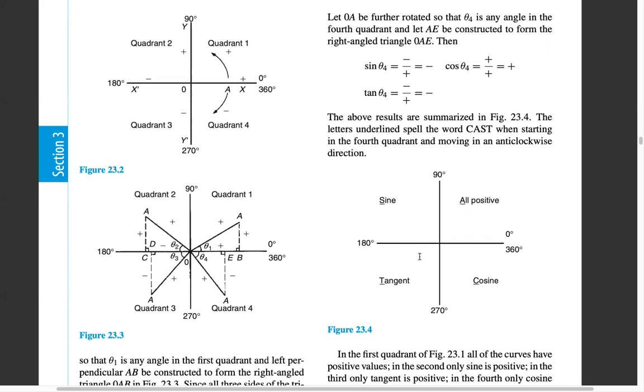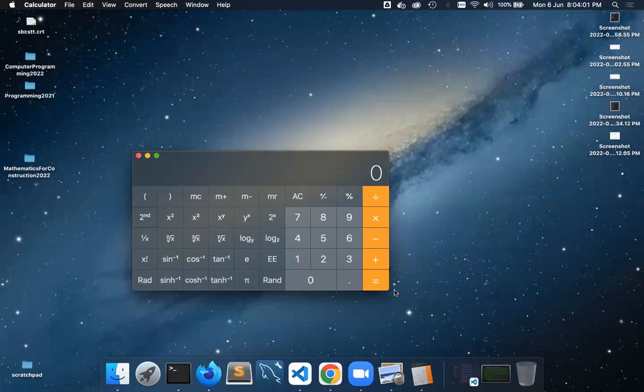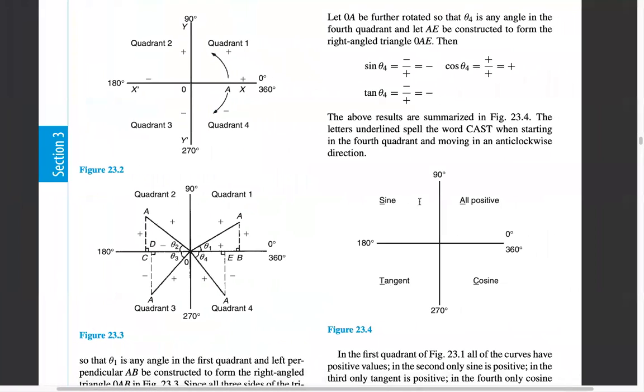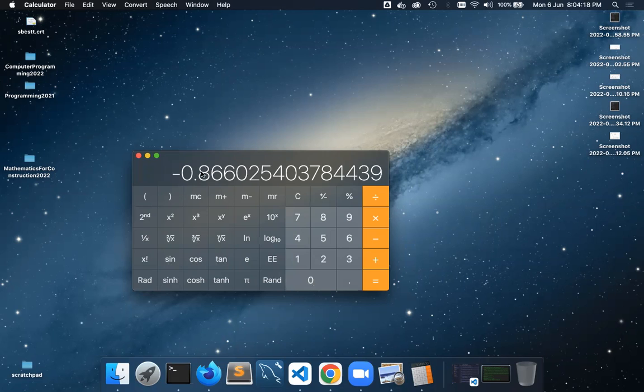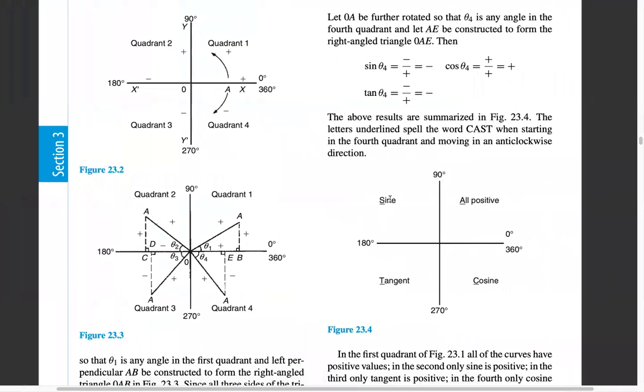I could try that with a calculator. In the second quadrant here, take an angle of 150 degrees. If you type 150 and find the sine of that, you see it's positive. But for 150, the cosine is negative, and the tangent is negative. And that's because the angle is in the second quadrant, where only sine is positive.